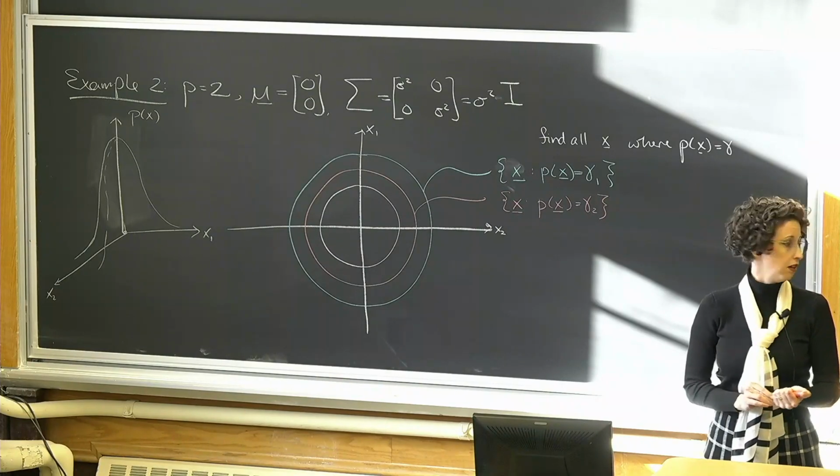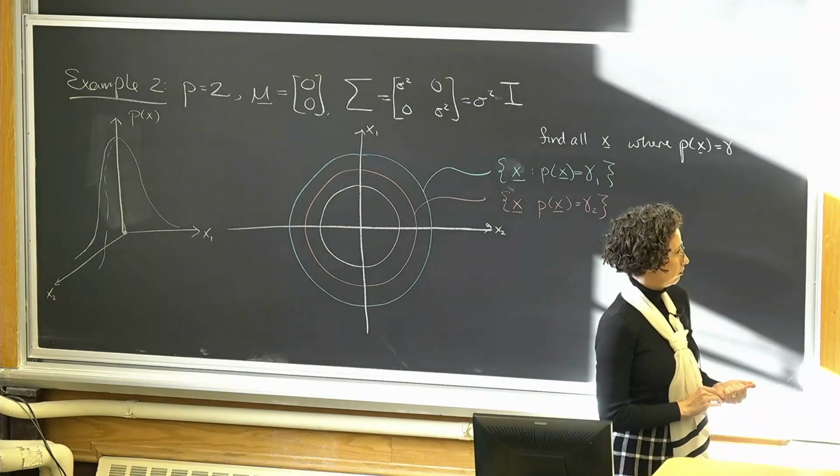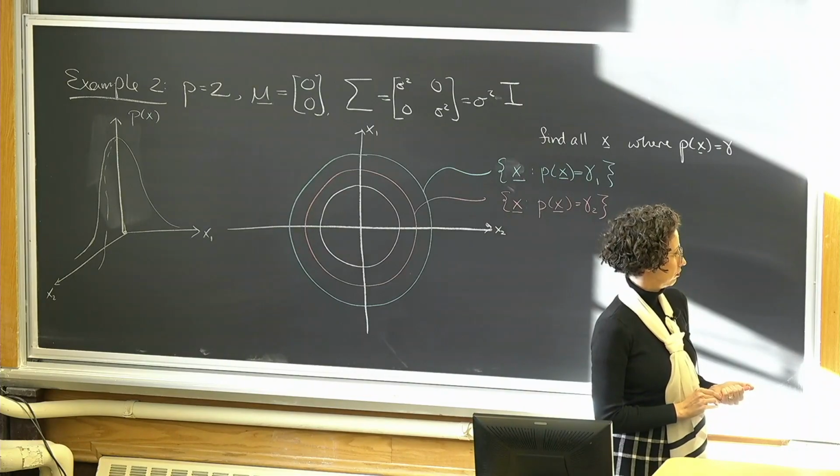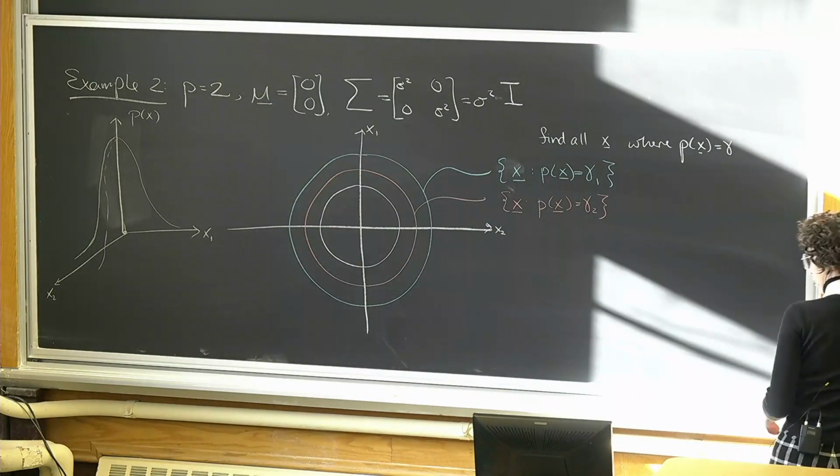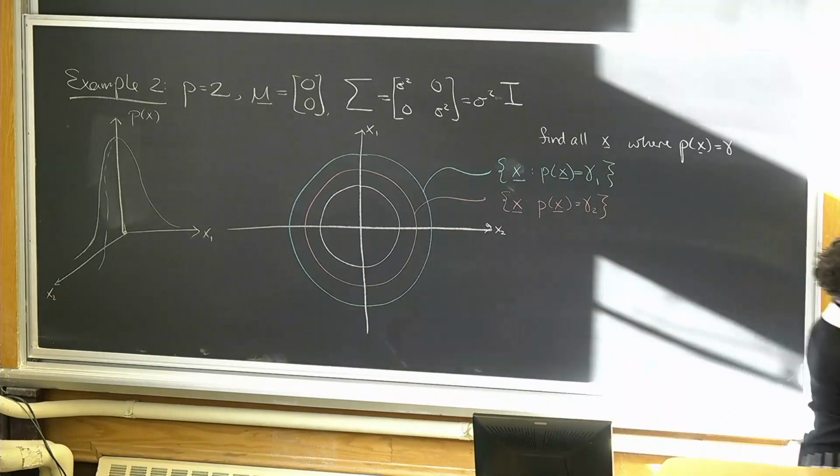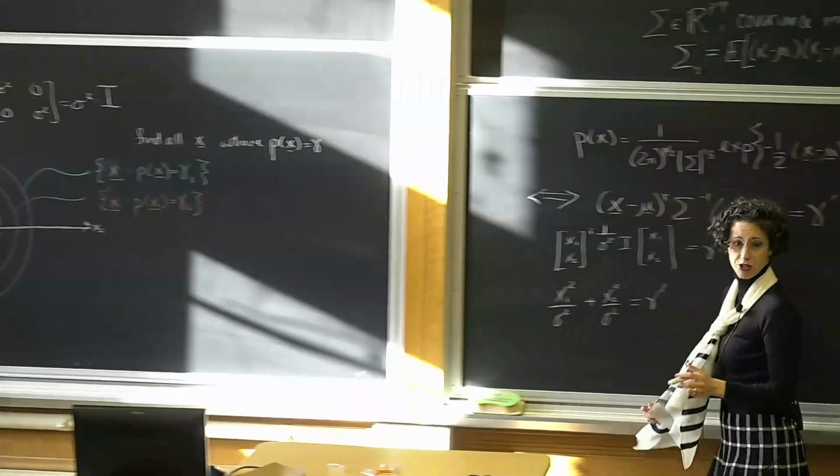And also here, the expression should be 1 over sigma squared instead of sigma squared. Right? Oh, thank you. Yes. Thank you very much.